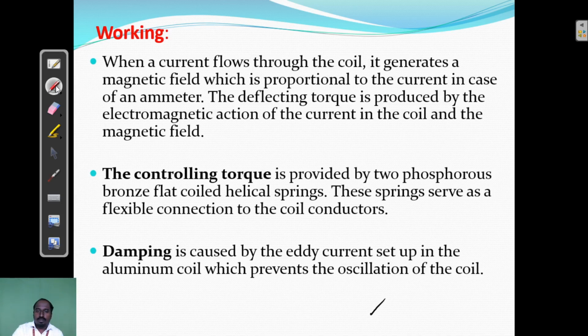A deflecting torque is produced by the electromagnetic action of the current in the coil and the magnetic field. The deflecting torque causes the coil to move inside the magnetic field, and also the pointer, which is attached to the spindle, which is in turn attached to the moving coil. So everything moves together. Next one is controlling torque. The first one is deflecting torque.